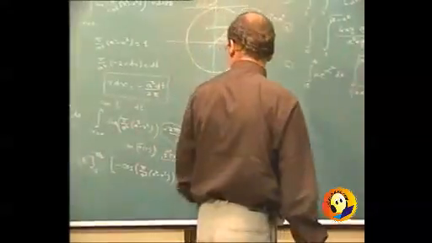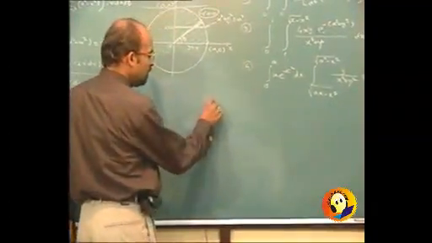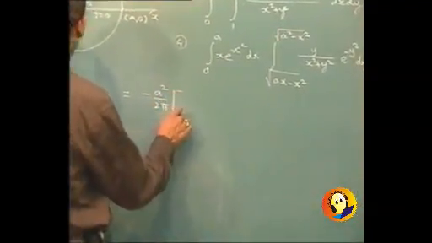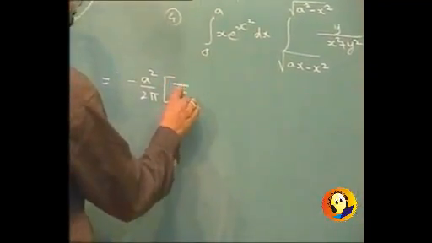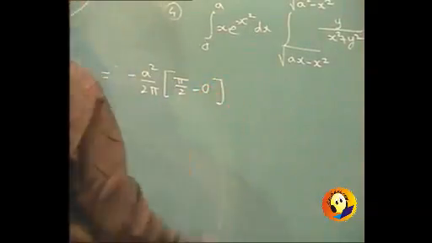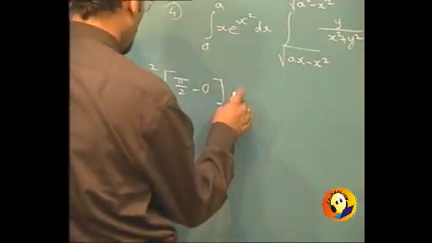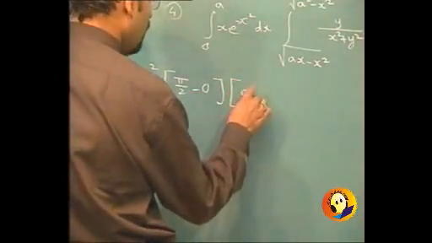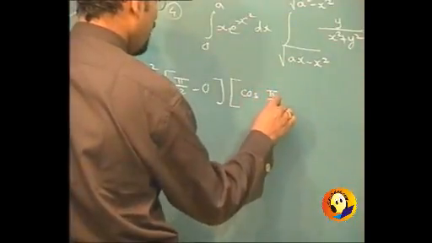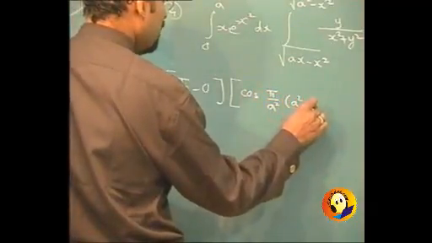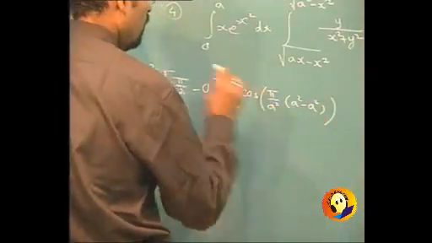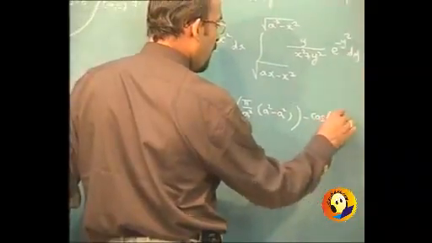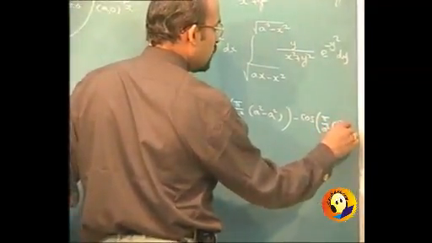Once we reach this point, then we can substitute the limits. It will be minus a square upon 2 pi into the bracket pi by 2 minus 0. And when we substitute in the second one, of course one more minus sign is coming out, so it will become plus. At upper limit it will be cos of pi upon a square into bracket a square minus a square, whereas at lower limit it will be minus cos of pi upon a square into bracket a square minus 0.